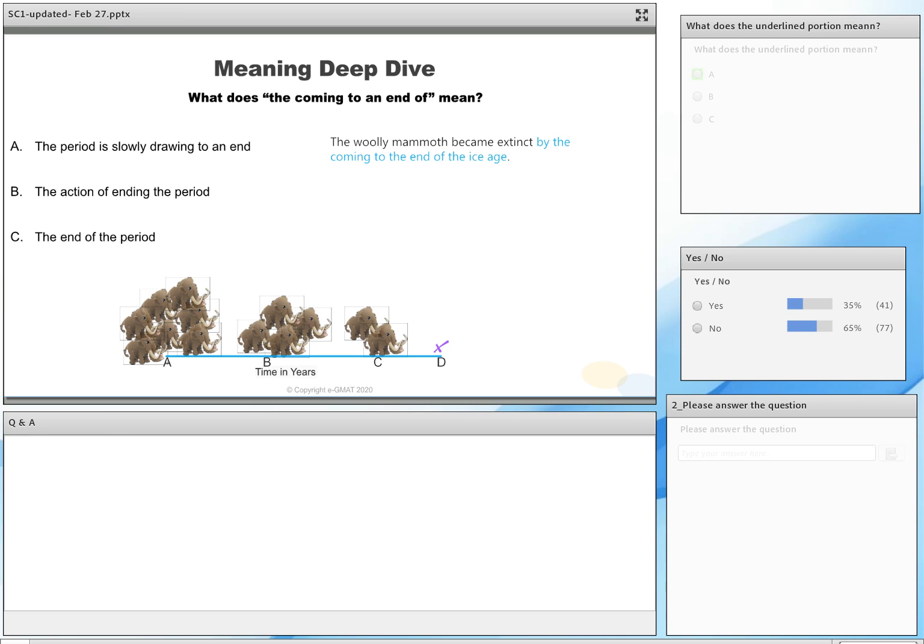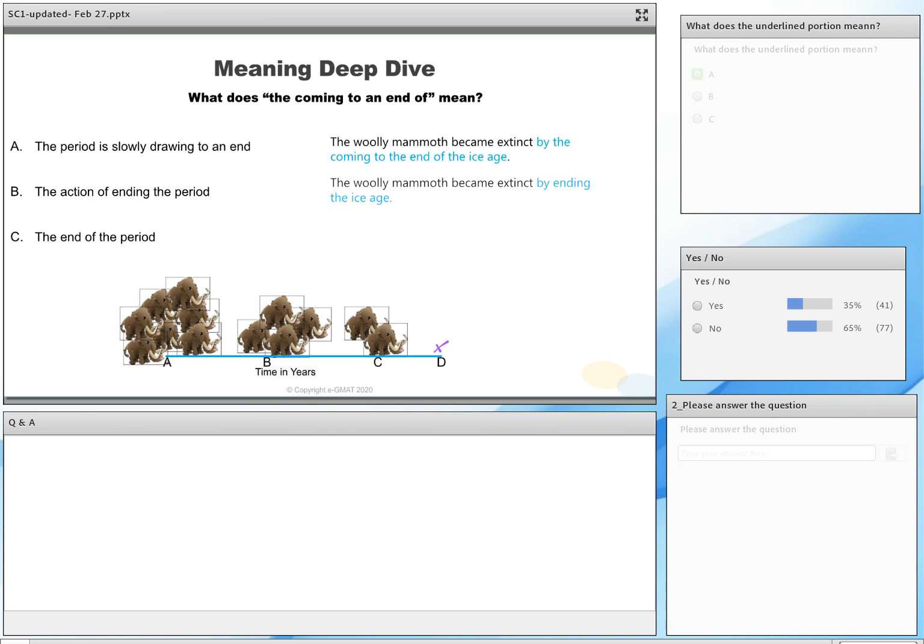So by the coming to the end of the Ice Age, we get this period is slowly drawing to the end, and our woolly mammoths are slowly becoming extinct. So we get that feeling that it's moving slowly to the end, okay? So that definitely is the meaning of coming to an end.